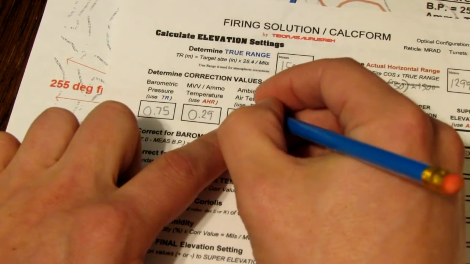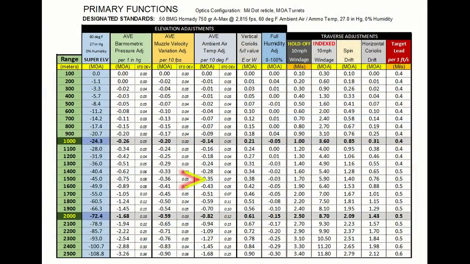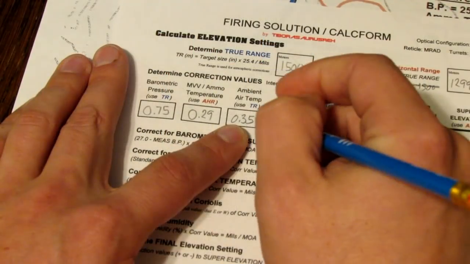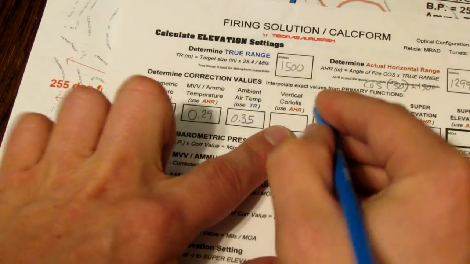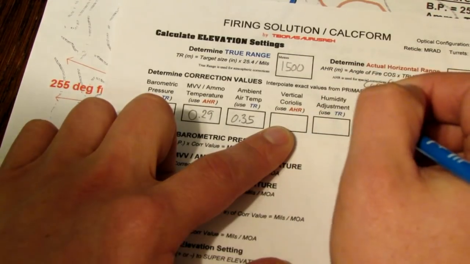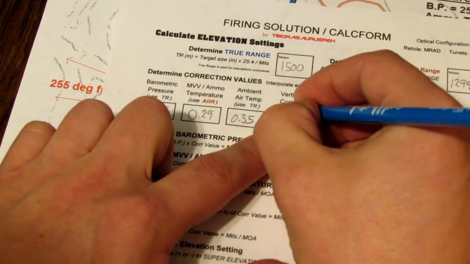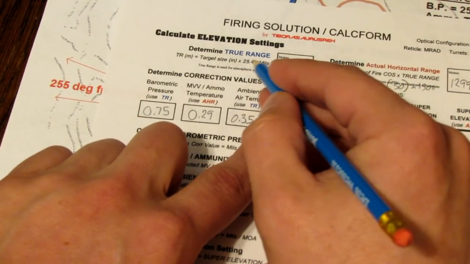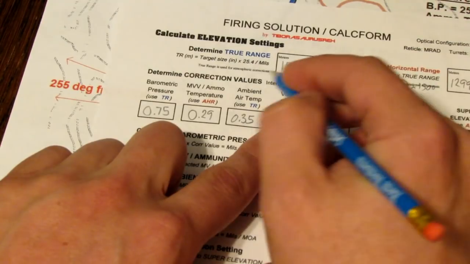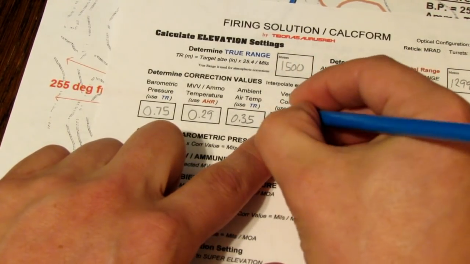We're going to use the true range to look at our ambient air temperature. That's going to be 0.35 minutes of angle. Actual horizontal range is used for the vertical Coriolis, because that's the spatial correction based on the spin of the Earth. So that's not going to be dependent on the true range. It doesn't care how much atmosphere you're fighting. It's a spatial correction. So that's why for that we're using the actual horizontal range here.